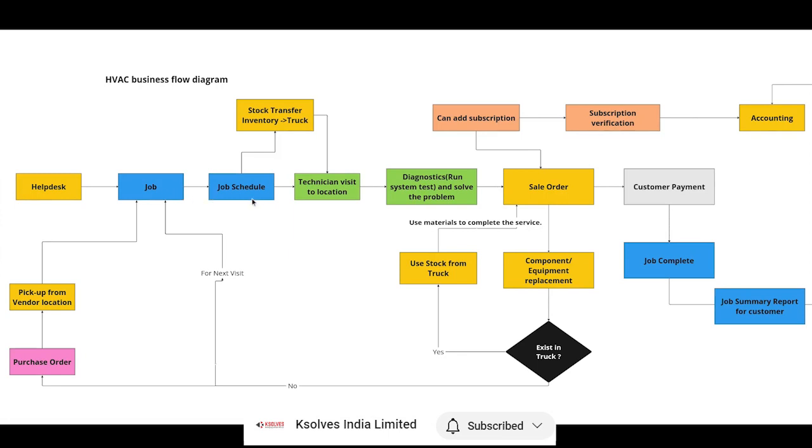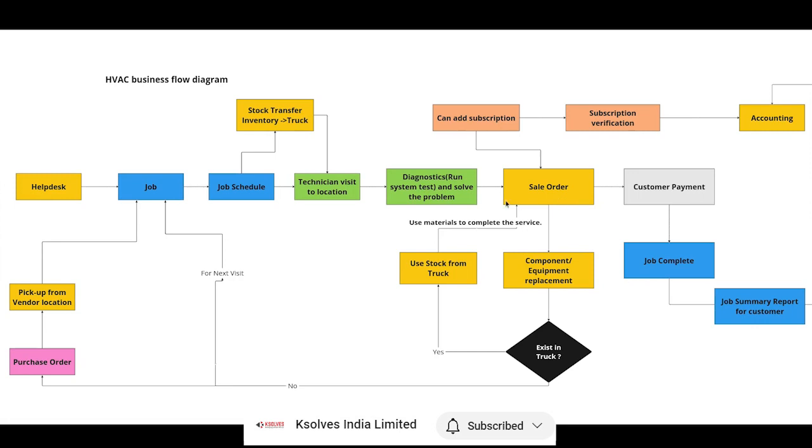Once the job is scheduled, the inventory of a truck would be filled with the required tools, and after that the technician would visit the customer, diagnose the problem, and based on the problem provide the solution and create a sale order. Let's suppose while creating the sale order, the customer is interested in a subscription that will help him or her get things at a discount, then that could be added. After that, the customer will do the payment, and after the payment the job will be completed and they will receive a customer summary report, which in turn adds up to the accounting reports.